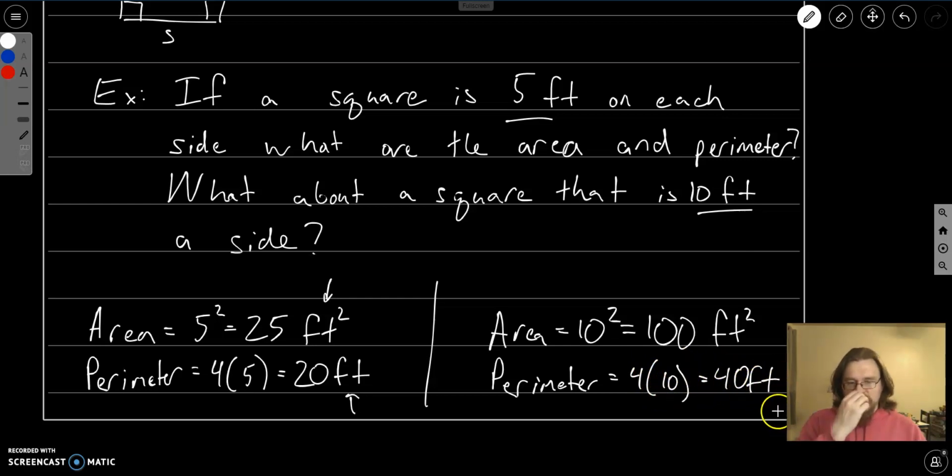One thing that you'll notice is that the area increased a lot. We went from 25 up to 100, so we increased 4 times, whereas the perimeter only doubled. And this is what you'll see often. If you double a length, the area will actually grow more than double, in this case 4 times.